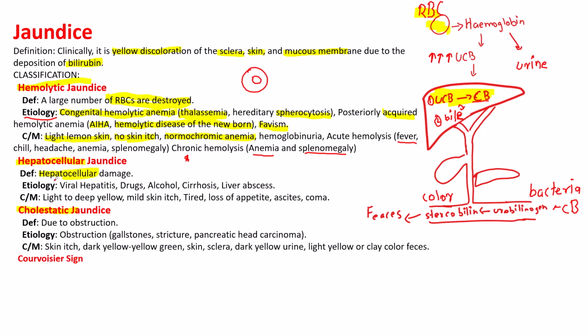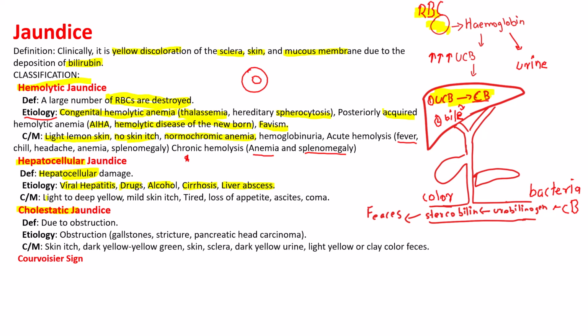So let's discuss the etiology of it. Etiology means causes: viral hepatitis, which means a viral infection of the liver, some drugs that damage the liver, alcohol, cirrhosis, and bacterial infection of the liver, like liver abscess. These all are damaging the liver, so they lead to hepatocellular jaundice. In hemolytic jaundice, we saw all the diseases that affect our red blood cells, not our liver. Here, all the diseases are affecting our liver, not red blood cells.